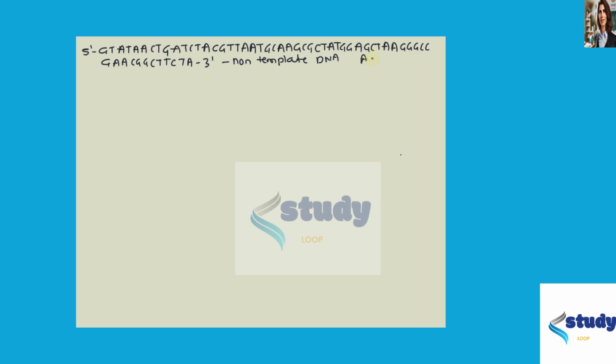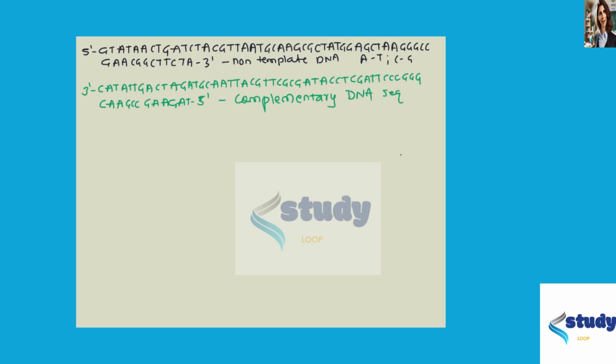That is, A will base pair with T and C will base pair with G, and vice versa. That is, G will pair with C and T will pair with A. So the complementary strand will be, here you can see there is G in the non-template DNA, so G will pair with C, T will pair with A, and so on. So here you will find every base has its complementary base. This is how the complementary DNA sequence is written.